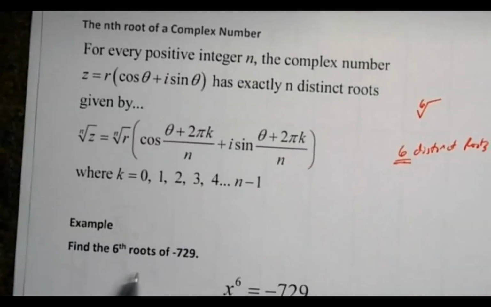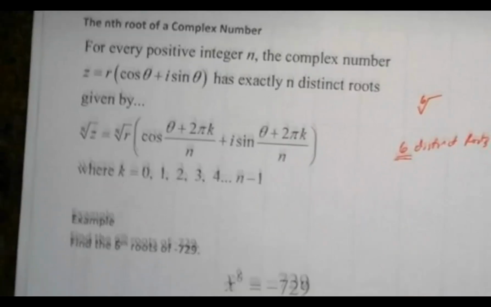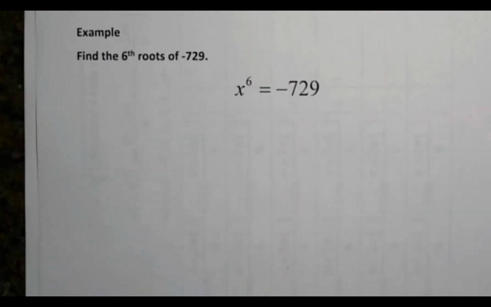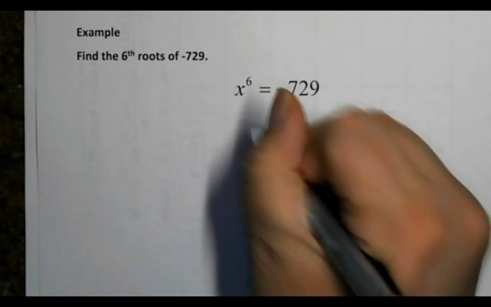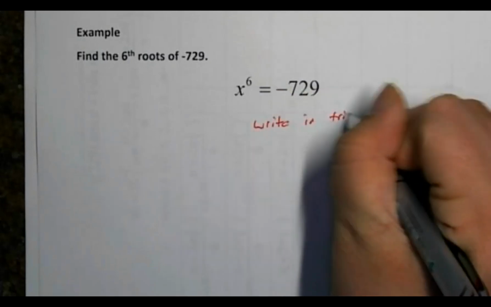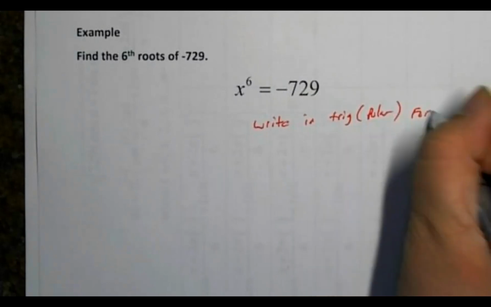So what I need to do first here, I want to find the 6th root of negative 729, is I need to put this negative 729 in trigonometric form. So that's the first step. Write in trig or polar form.